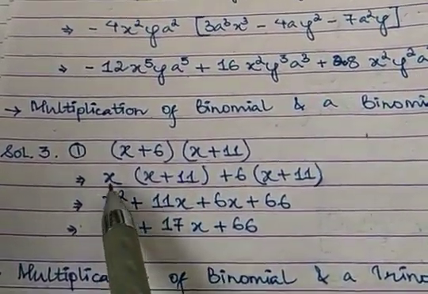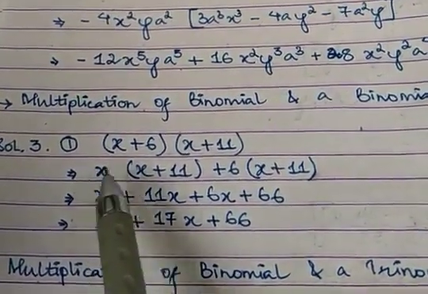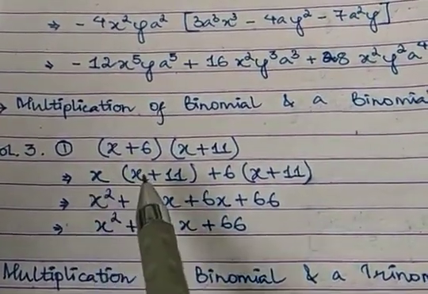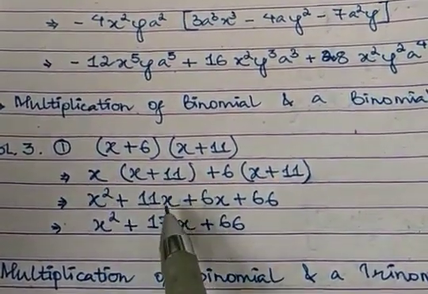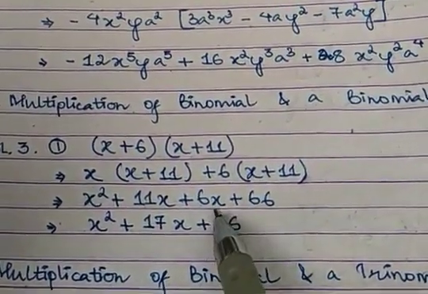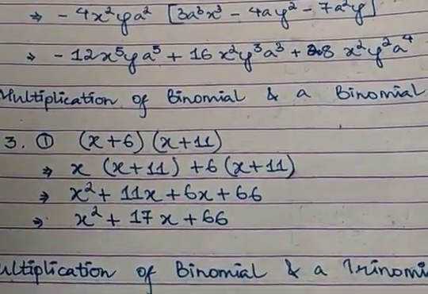Now, simple, x into x is x squared, because plus into plus is plus, so no need to mention the plus again. Plus into plus, it's plus 11 into x, 11x. Plus 6 into x, plus 6x. And plus 6 into 11, again it's 66.